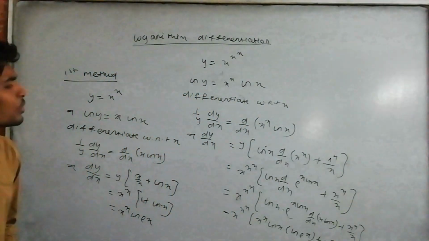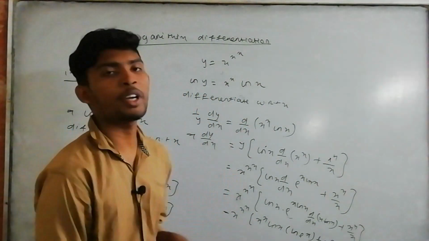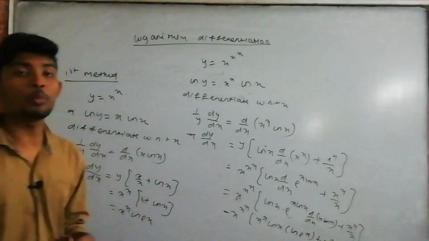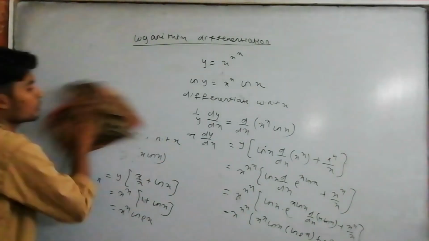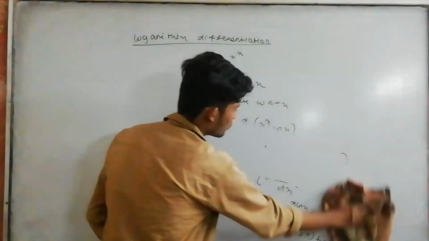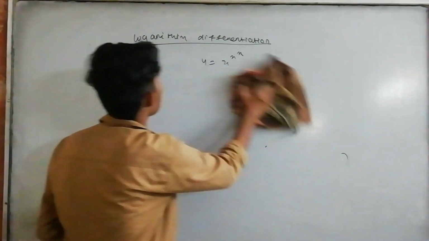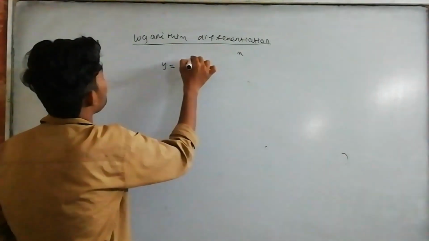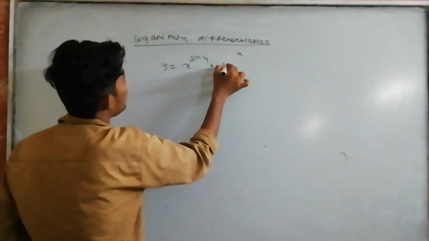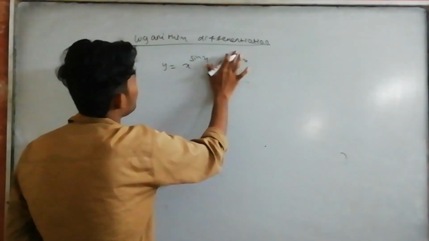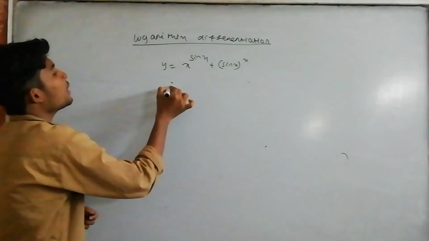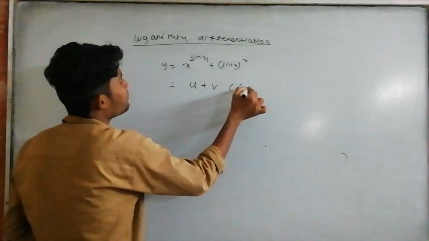Okay, these are simple things, you just have to use the formula and find out the derivative. Okay, even another example, look at this example. If y is x to the power sin x plus sin x to the power x, how to find the derivative of this type of function? Okay, so I can take this as u and this as v, the same.